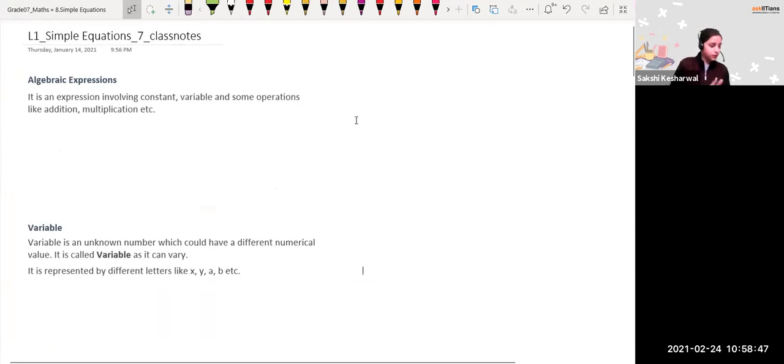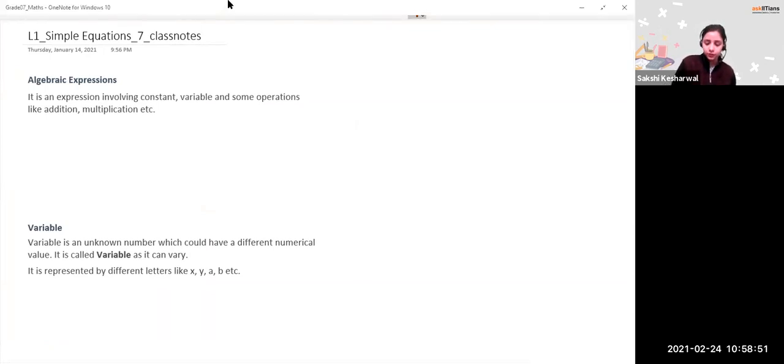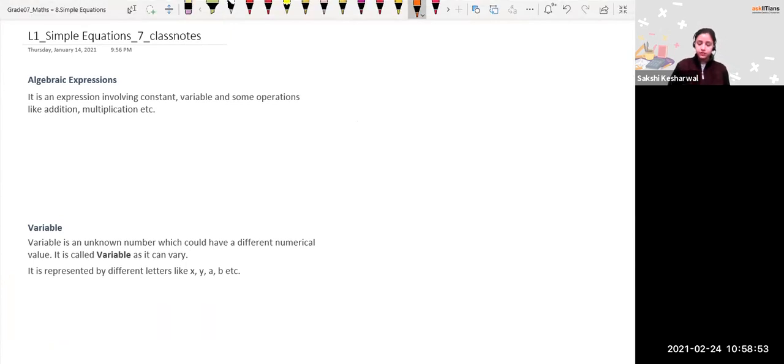Okay, first, let's come to the question: what is an algebraic expression, right? What do you mean by an algebraic expression? In the last class, in class 6th grade, we learned that anything which consists of a variable is known as an algebraic expression, right? It is an expression involving constants, variables and some operations like addition, multiplication, etc.